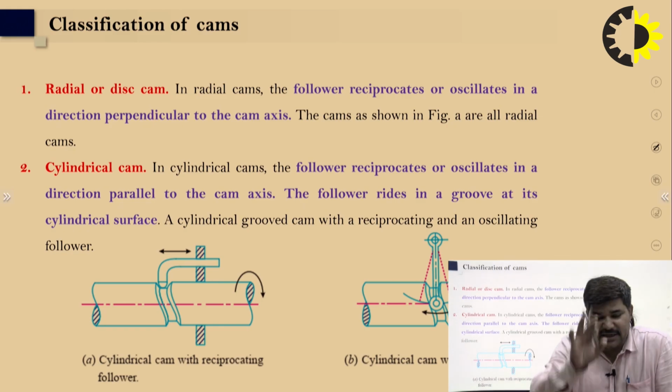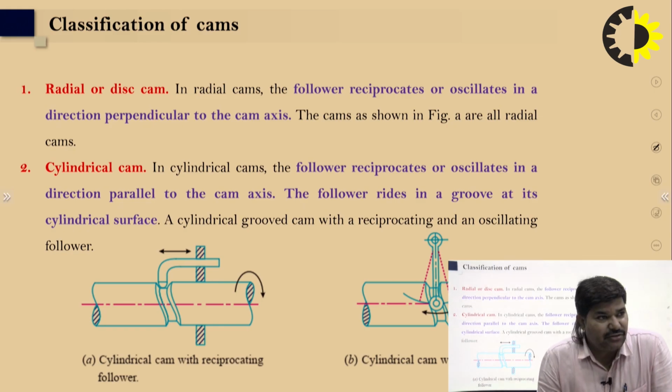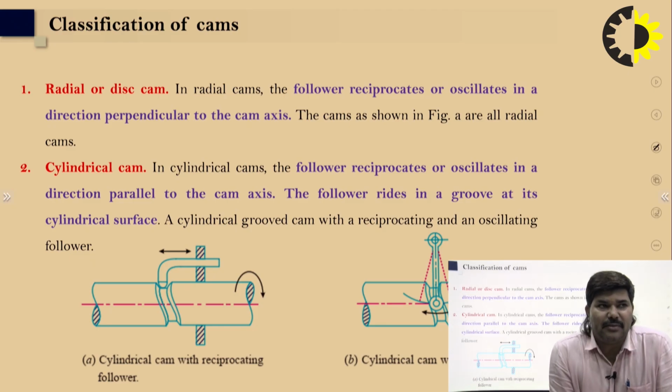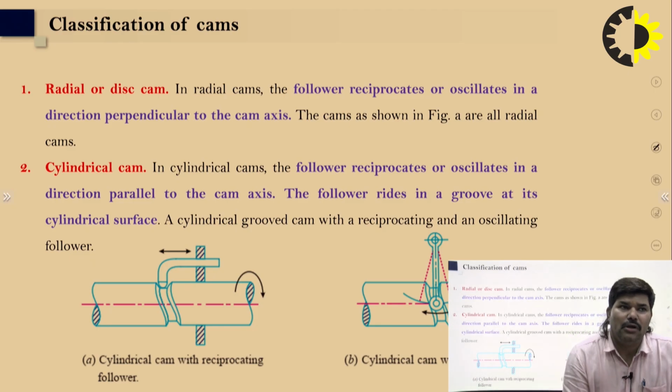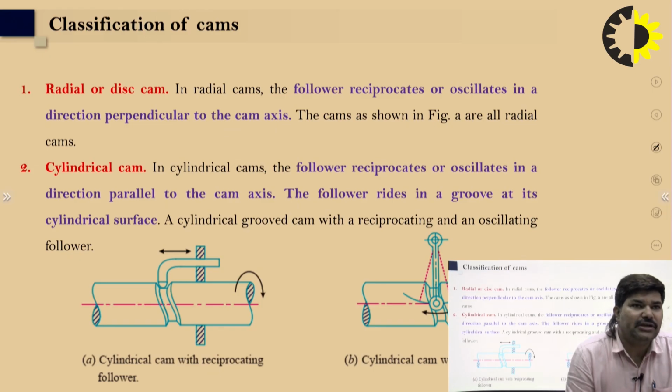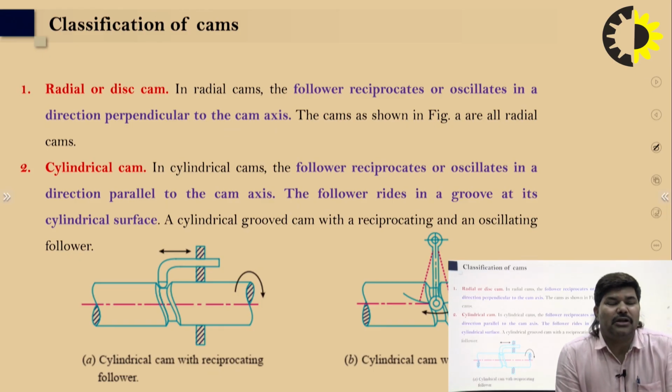Now the classification of cams. Basically, there are two types of cam. One is the radial or disc cam, and the other is the cylindrical cam. In the radial cam or disc cam, the follower reciprocates or oscillates in the direction perpendicular to the cam axis.